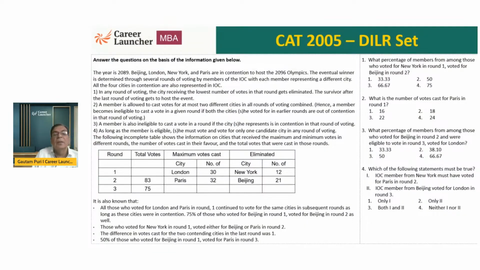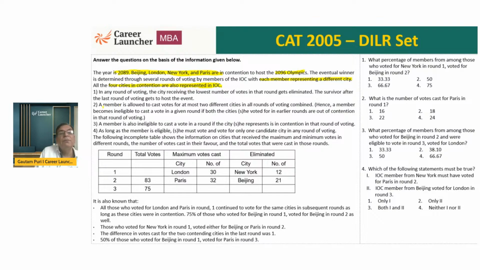Okay. Let's go through the data. The year is 2089. Beijing, London, New York, and Paris are in contention to host the 2096 Olympics. The eventual winner is determined through several rounds of voting by members of IOC, with each member representing a different city. All four cities mentioned are also represented in IOC. All four cities, which is Beijing, London, New York, and Paris, they are also members of IOC, and they are also a part of the voting brigade.